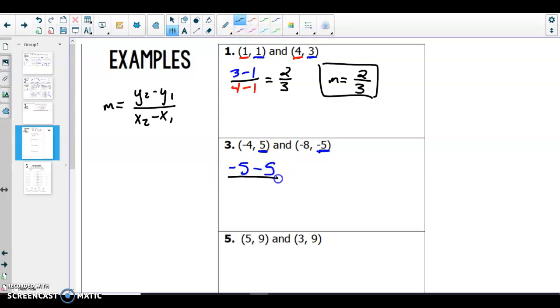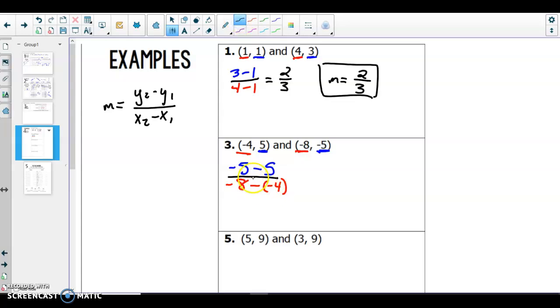This is going to be over my x values, which are here and here. So remember, I subtract backwards. I do -8 minus -4. Did you hear both minuses in there? Minus -4. So we've got minus a negative here.